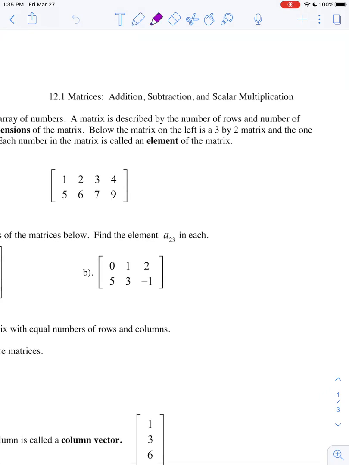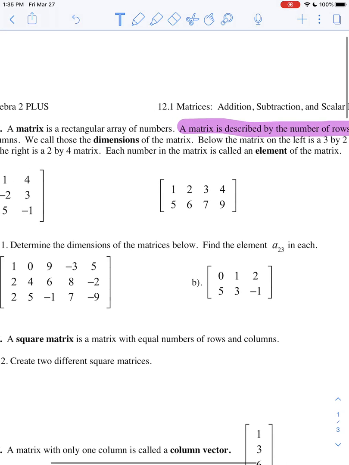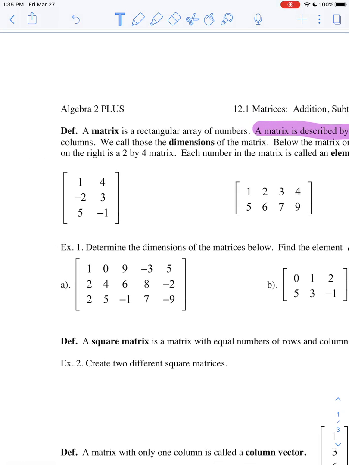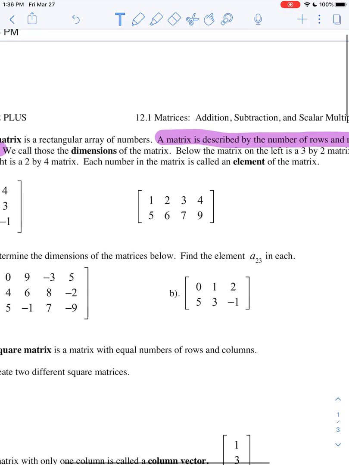Now, this is super important, okay? A matrix is defined by, and it has to go number of rows first. The only reason why is we have to have an agreeable rule to do this. So we call those the dimensions of the matrix.